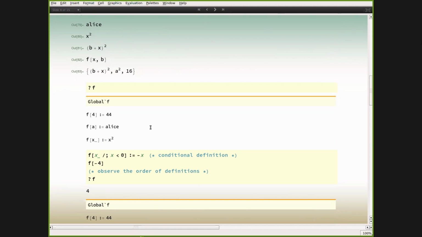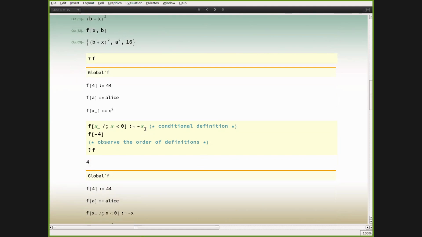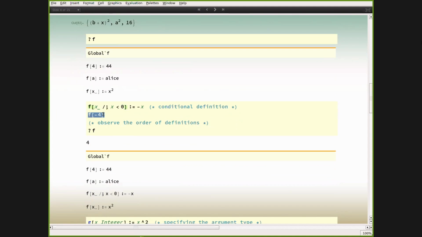Okay, so we will add something more to our definition. We will say that we would like to have a definition that f of something which is called x, under the condition that x is smaller than 0, will be minus x. So for all negative numbers, we would like to give the positives. So what is f of minus 4? Now it is of course 4.